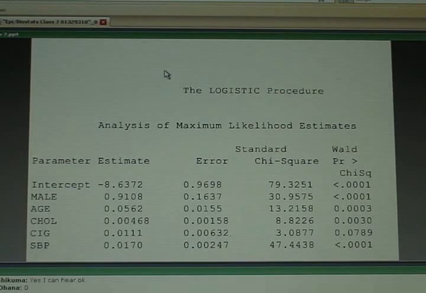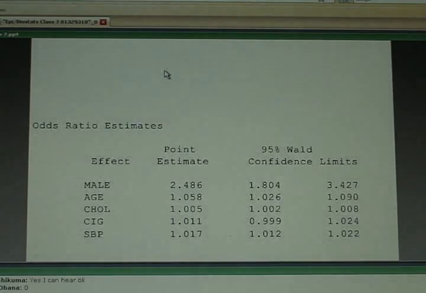...gives us one odds ratio. Odds ratio, in this case, of 2.4. Different from the 2.0 we saw if we just control for age or just control for smoking. Now we see if we control for age, cholesterol, smoking, and blood pressure, males have roughly 2.5 times the odds of getting heart disease than females. So we'll pick up on this slide next week.